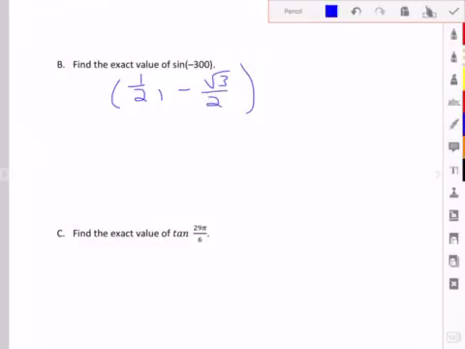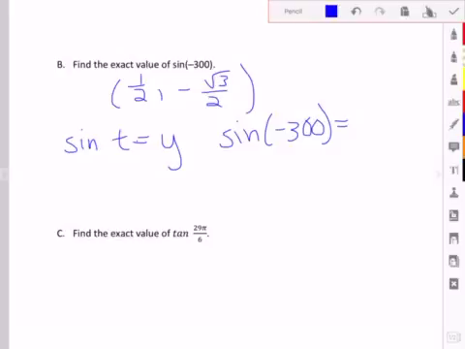And even though our angle measure is negative, that does not change the fact that in quadrant 1, sine will be positive. All the trig functions are positive up there. So if I'm just doing sine of t is equal to x, then what we found here, nope, sine of t is not x. Sine of t is y. So what we found here is that sine of negative 300 would equal, you know what, that was positive, sorry, would equal the square root of 3 over 2.